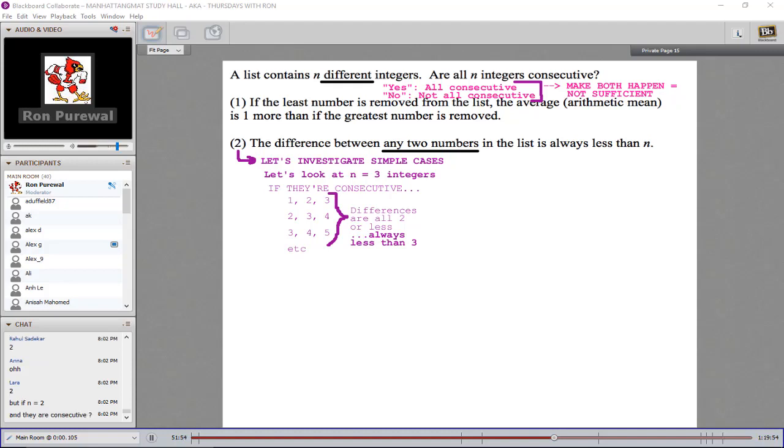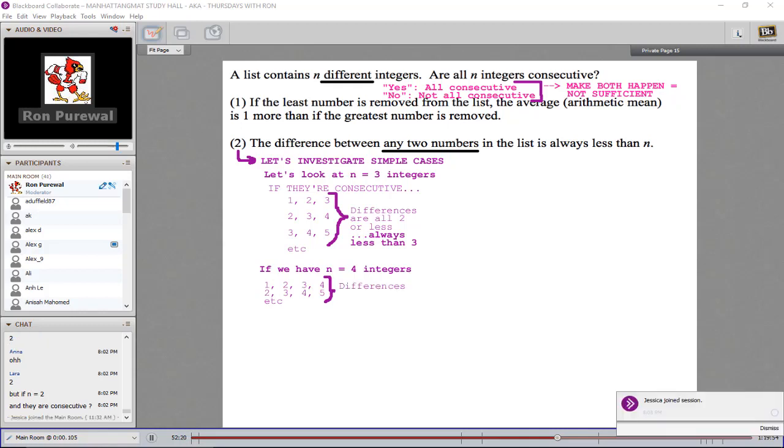It's going to be the same thing if n is 2. It actually works the same way, because then the difference would be 1. We have 4 integers, 1, 2, 3, 4, 2, 3, 4, 5, etc. These differences are all 3 or less. The biggest difference you can make is 4 minus 1 or 5 minus 2. Now the other ones are smaller than that, so they're always less than 4.